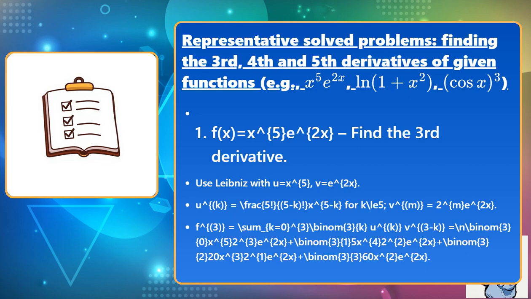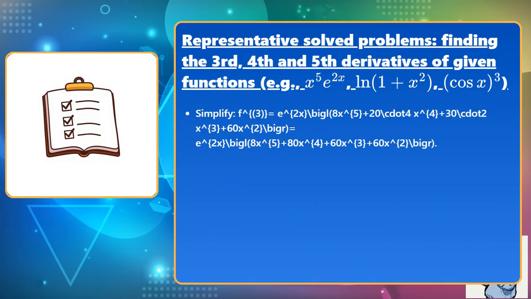F superscript 3 equals sum from k equals 0 to 3 of binomial 3 choose k times u superscript k times v superscript open bracket 3 minus k close bracket equals binomial 3 choose 0 times x to the 5 times 2 cubed e to the 2x plus binomial 3 choose 1 times 5x to the 4 times 2 squared e to the 2x plus binomial 3 choose 2 times 20x to the 3 times 2 to the 1 e to the 2x plus binomial 3 choose 3 times 60x squared e to the 2x. Simplify, f superscript 3 equals e to the 2x times open bracket 8x to the 5 plus 80x to the 4 plus 60x cubed plus 60x squared close bracket.